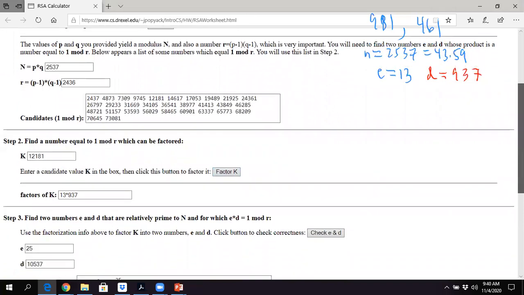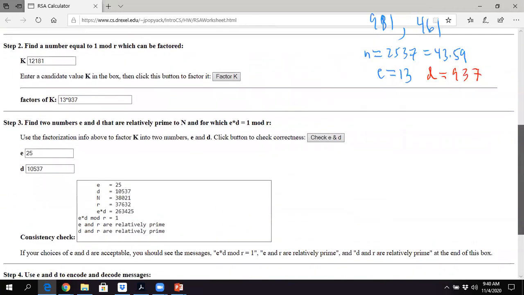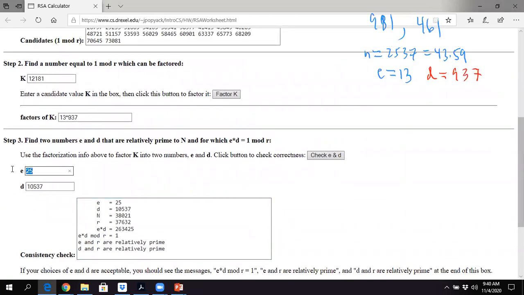And down here, they do various checking things. So E is 13 and D is 937. Let's check E and D just to make sure that things are going to work. 2537 is N, R is that, E times D is that, which is congruent to 1. E and R are relatively prime, D and R are relatively prime, and they are inverses of each other. This will work. It checks everything for us.